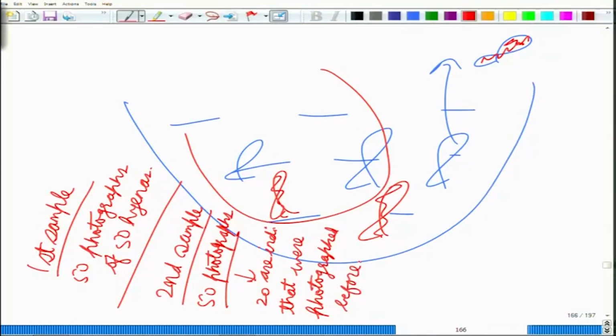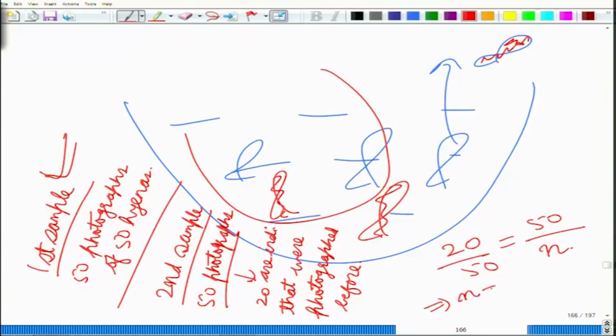Now, in this case, what we can say is that out of 50 animals that were captured in the second case, you have 20 animals that were marked, and this ratio has to be the same as the total number of marked animals in the population that was there in the first sample divided by the total population size of the population. So, in this case, we can calculate N is equal to 50 into 50 by 20, which is 125.